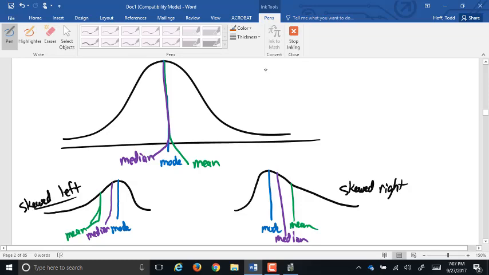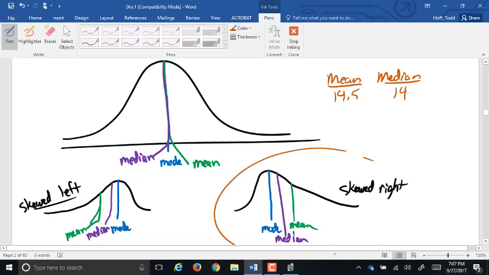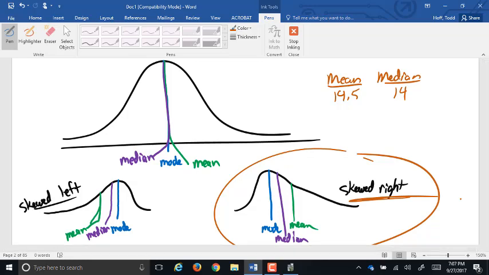So for the data I have up here, we had a mean of 14.5, a median of 14. The mean is bigger than the median. That's indicating that chances are this might be slightly skewed to the right. Now there's only 6 points in there, so it's really hard to plot them out and get a picture of the skew.